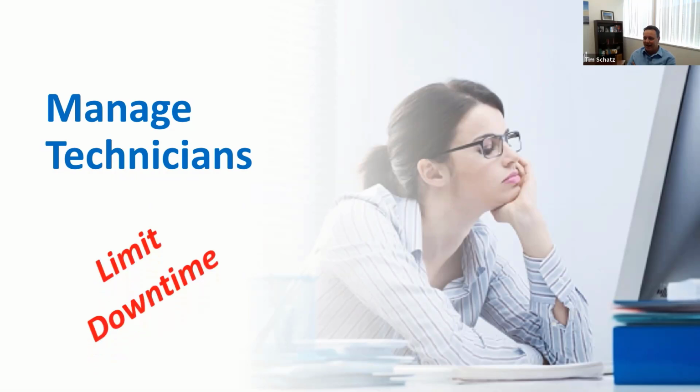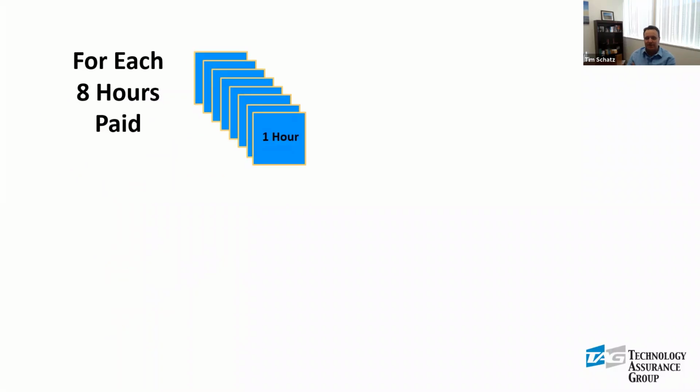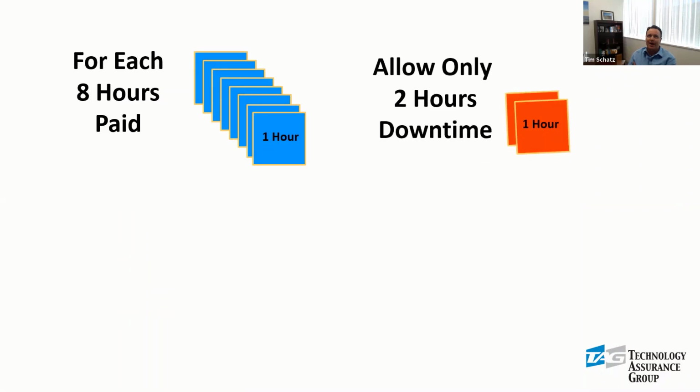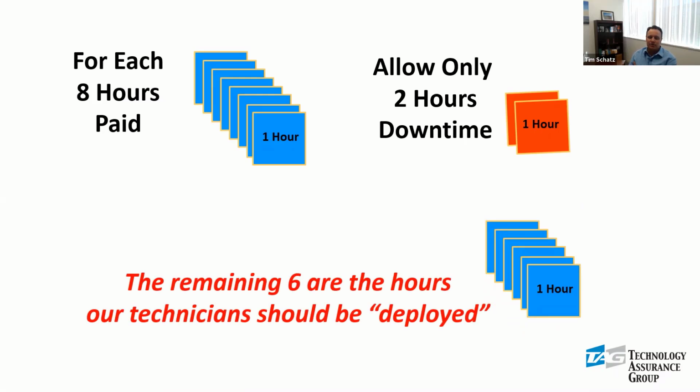We want to limit that downtime. Basically, no matter what, we want to have this limited to 25% of the time we're paying our technicians. That just means if I'm looking at it on a daily basis, for every 8 hours that we pay someone, we want to make sure only 2 hours is considered downtime. 25% of the time we pay is going to be something other than reflecting a paying customer. The other 6 hours are what we call deployed.